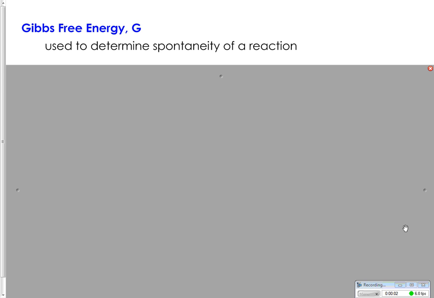This is video 2 for chapter 19. In this video, we're going to learn about Gibbs free energy, which has this symbol G. You learned in the previous video that G is a thermodynamic term or quantity, and what we use this one to determine is whether or not a reaction is spontaneous at that given temperature.